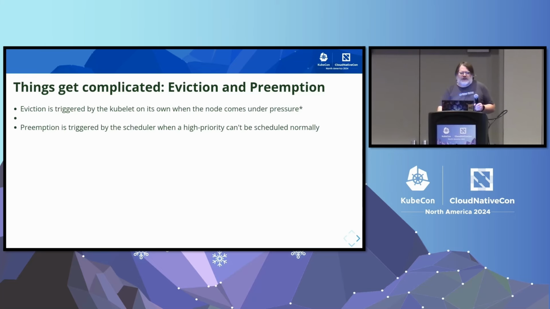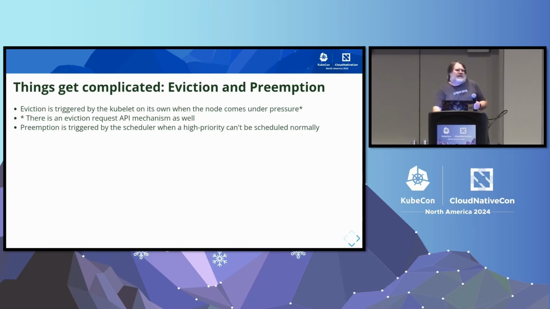Okay, so there is eviction and there is preemption. And they are different mechanisms that are kind of in the same category. They're both trying to make sure that the things that need to run can run, but they're coming at it from different directions. So eviction is triggered by the kubelet when the node comes under pressure. Now see, there's another asterisk there. There's going to be a footnote. Preemption is triggered by the scheduler when a high priority pod can't be scheduled normally. There are not enough resources on any node in the cluster to just assign to that pod and schedule it. Then preemption kicks in. So the asterisk on under pressure: there is actually an eviction API request.